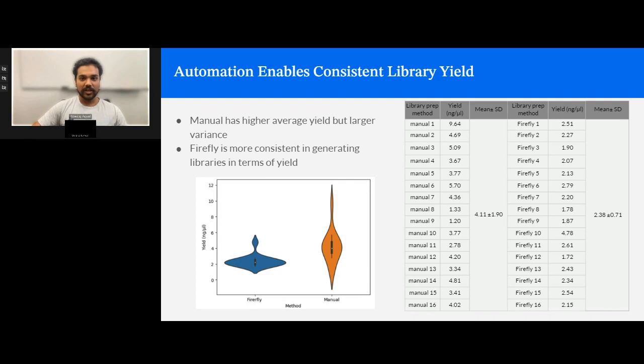This slide shows a comparison between library yields between the manual prep and the automated prep. The Firefly library prep is more consistent with a much smaller standard deviation versus the manual, which varies a lot. Again, bear in mind that this is only a comparison with 16 samples, and if someone had to process 384 samples instead of just 16, I would expect the manual standard error to either stay there or go up. So from this, we can say that the Firefly or the automated library prep is more consistent in preparing the libraries, at least in terms of the library yields.